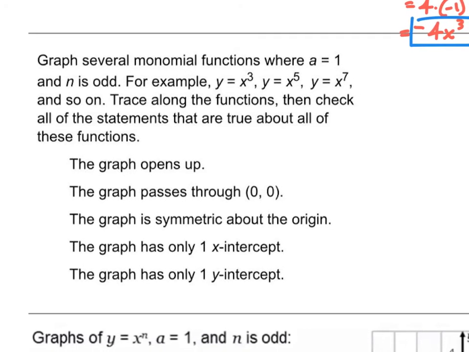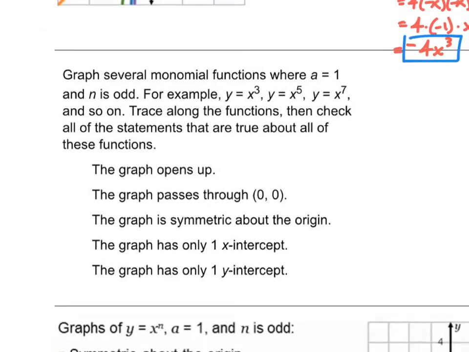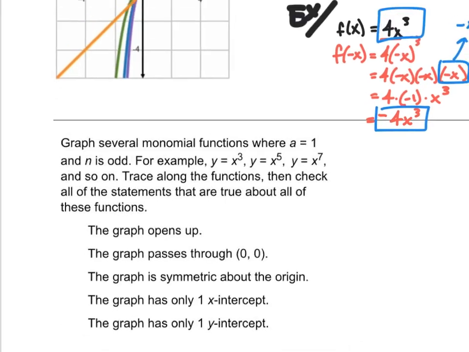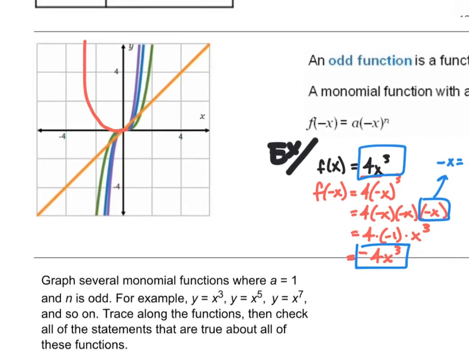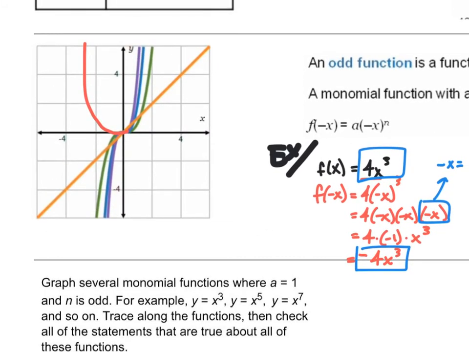What about the linear line going through the origin? The actual linear line, y equals x? That's an odd function. Yeah, it's an odd function.